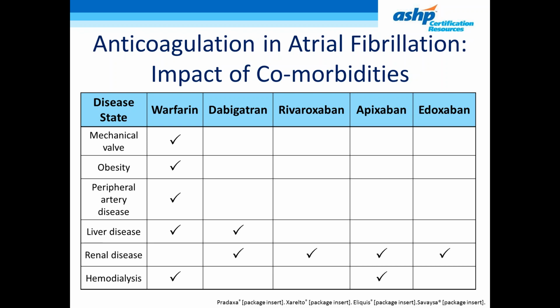Currently, warfarin is the only anticoagulant that can be used concomitantly in patients with peripheral artery disease. And for liver disease, warfarin and dabigatran should be considered over the other anticoagulants. Now, renal disease is something that we didn't really consider previously when warfarin was the only anticoagulant for stroke prevention and atrial fibrillation, but now is something that we must consider.